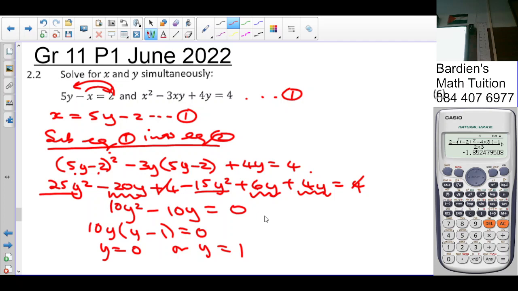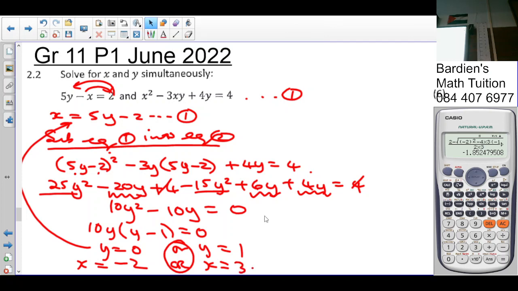Right. So what do I do with that? I sub it into equation 1. So x is equal to 0 times 5 is 0 minus 2 is negative 2. Or on the other hand, x is equal to 5 times 1 is 5 minus 2 is 3. Those are your corresponding x values.